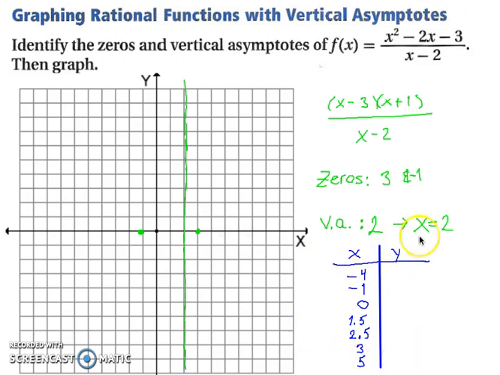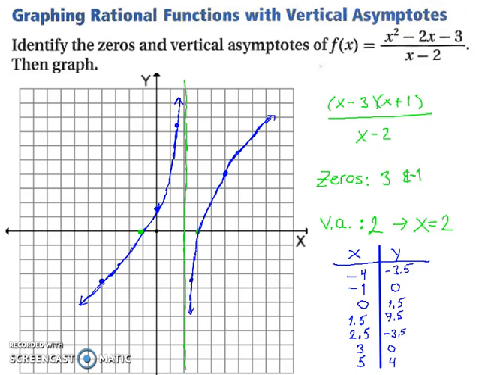We may want to make a table to complete the graph. So these are some arbitrary values of x that you can plug in and get some numbers. So take a moment, pause the video, and find your y values and plot them on your graph. And when you return, all will be revealed. And there you have it.